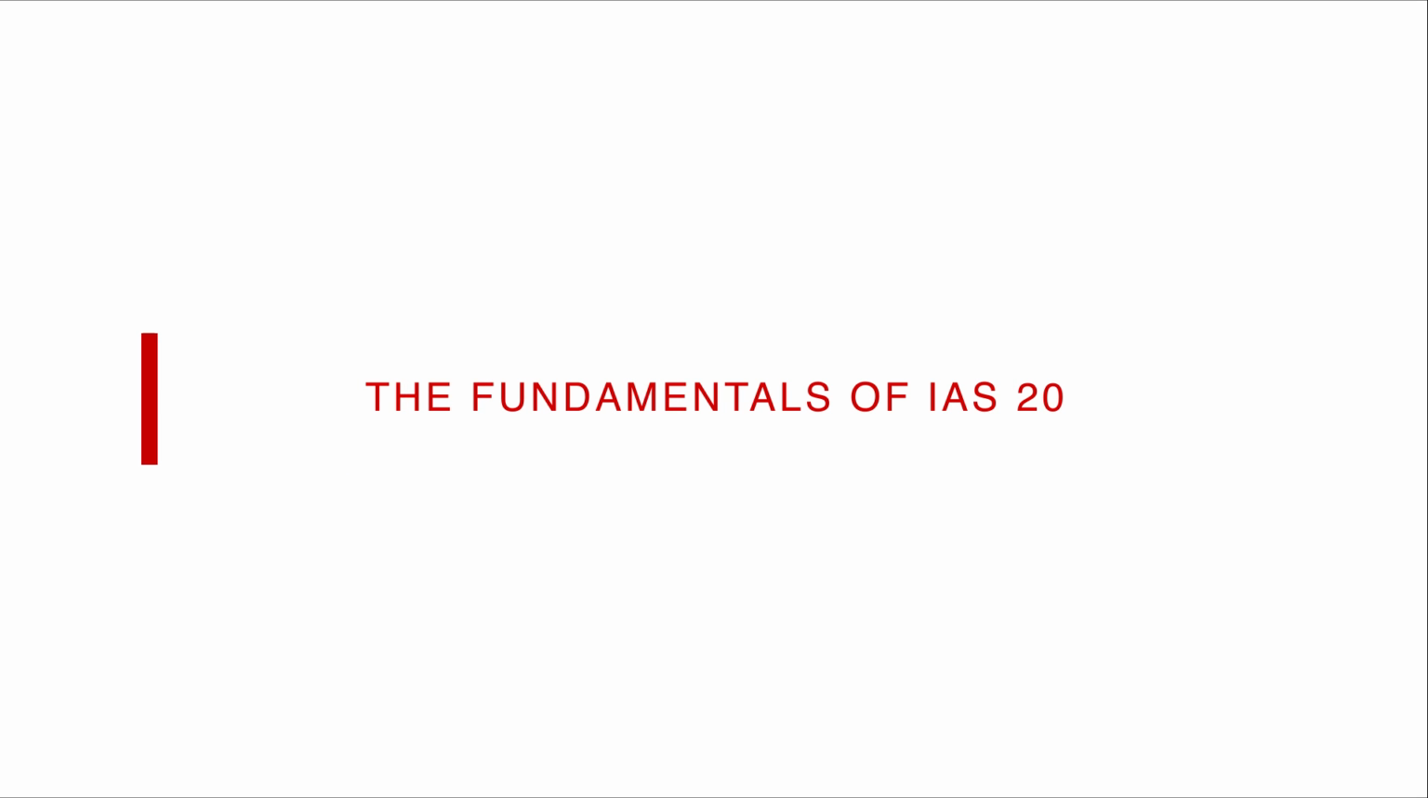IAS 20 covers government grants and government assistance. The most important thing in terms of accounting for these is really the government grants. And it's one of the few standards where actually there's still some choice in how we apply it. Now, there are two major types of government grants that people receive.